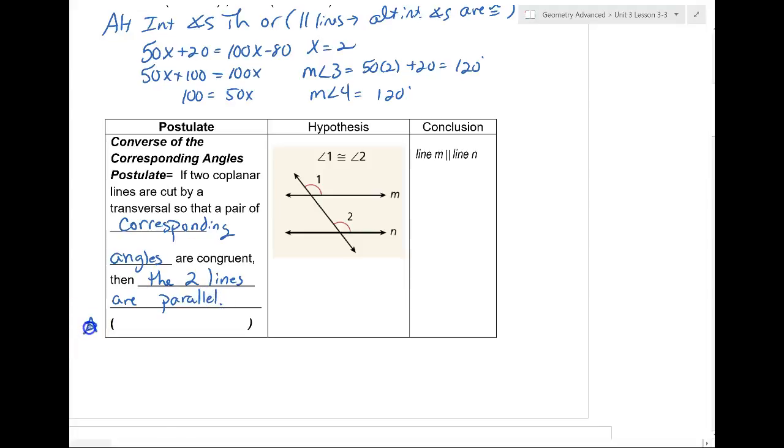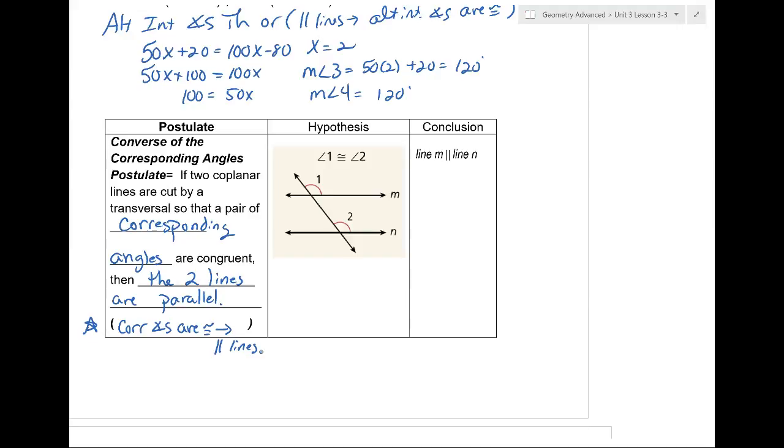Now, you guys know well enough that I don't really love the title of this postulate, but I do think we can abbreviate it pretty well. What if I did this? Corresponding angles are congruent implies parallel lines. Isn't that very similar to what we would have done, but just literally did the converse of what we had last week? Because last week we said if parallel lines, then corresponding angles are congruent. This time it just flips the other way around.